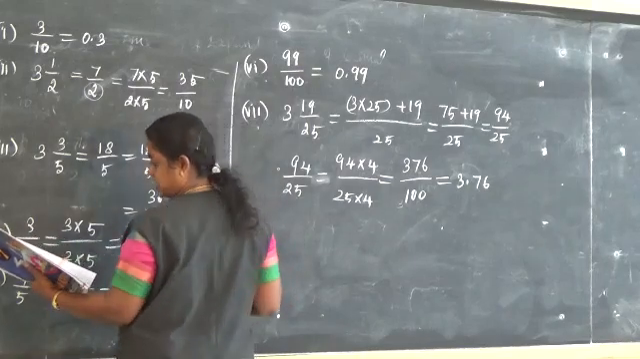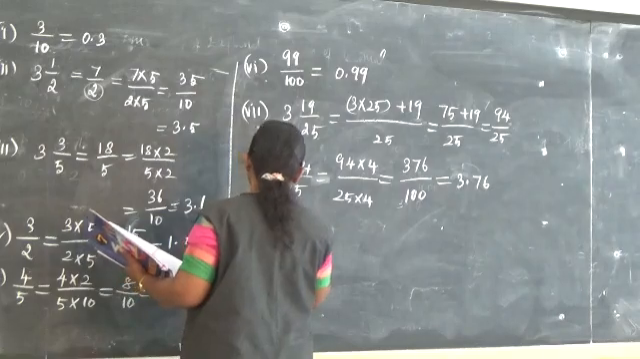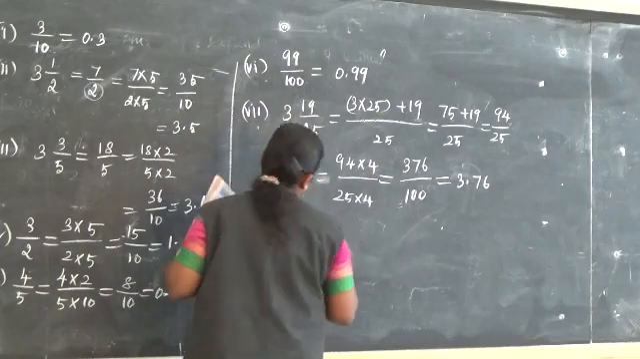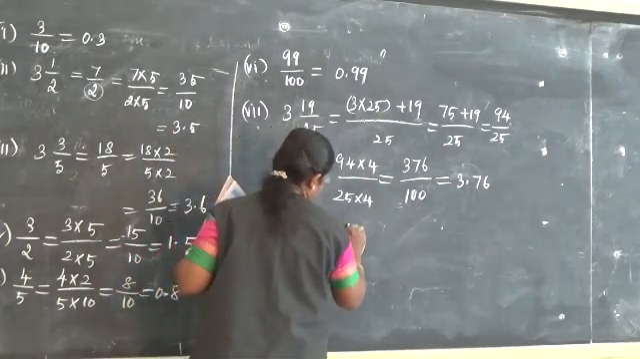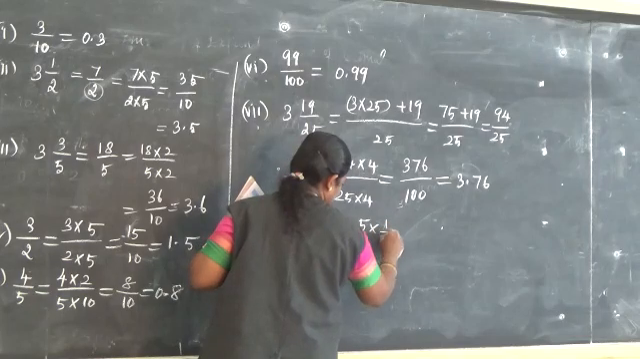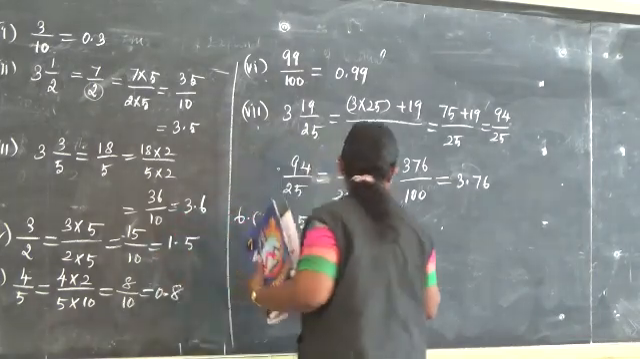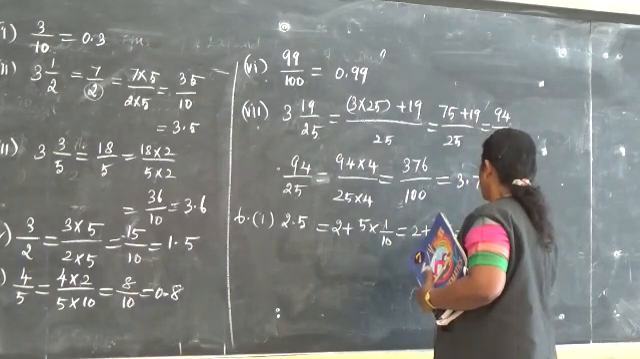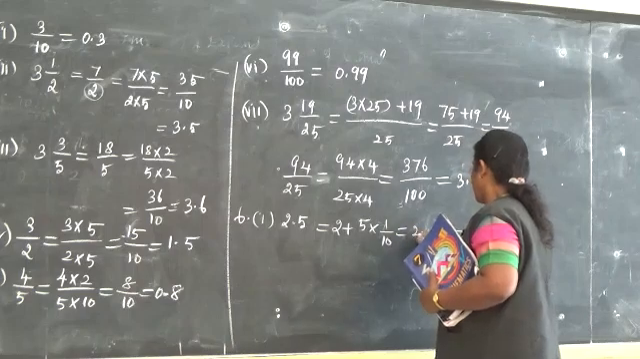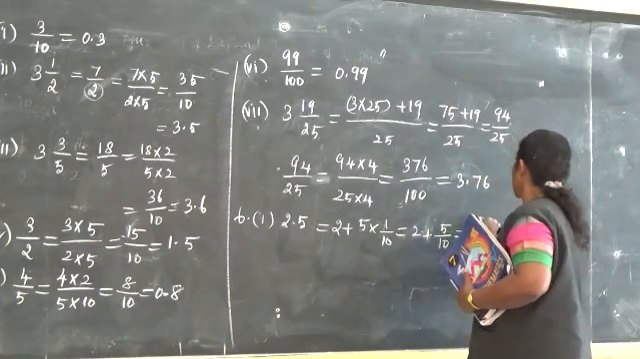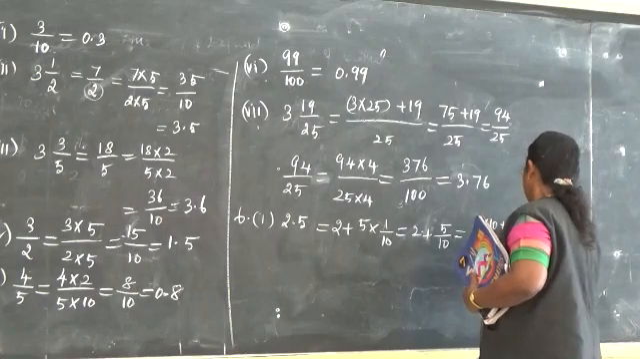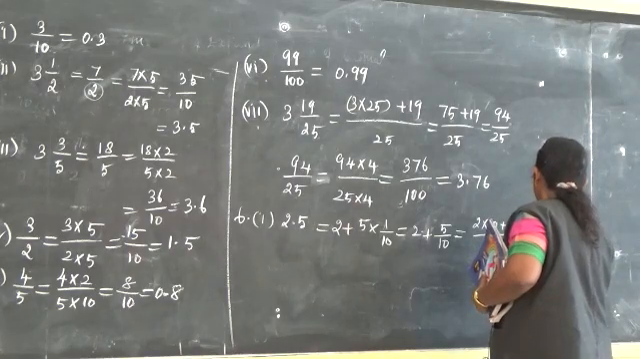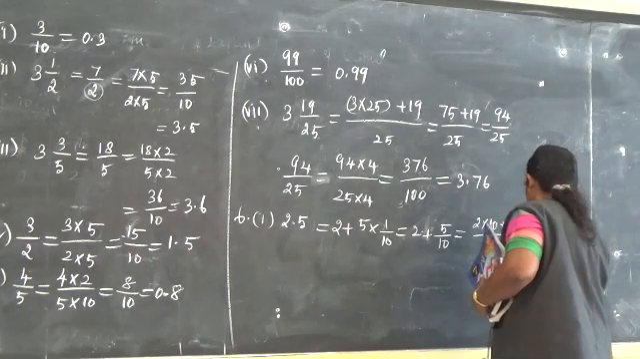Come to the sixth Roman. Write the following decimals as fractions. The first one is 2.5. How can we write 0.5? 2 plus 5 into 1 by 10, no? So this one is 2 plus 5 by 10. I am taking the LCM here. So 2 into 10 plus 5 by 10. So 20 plus 5 by 10, that is equal to 25 by 10.